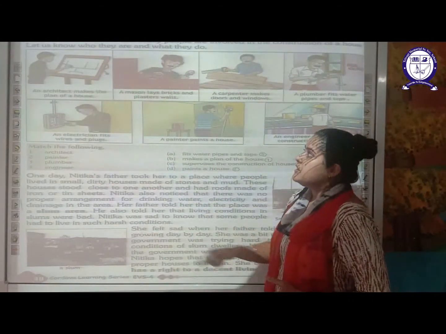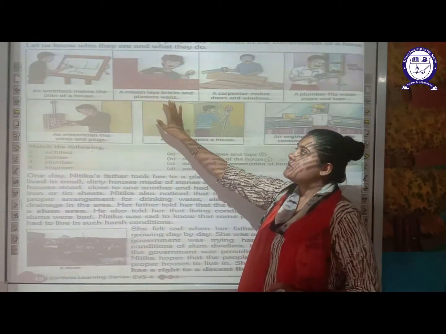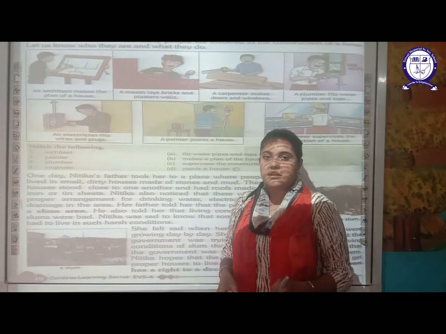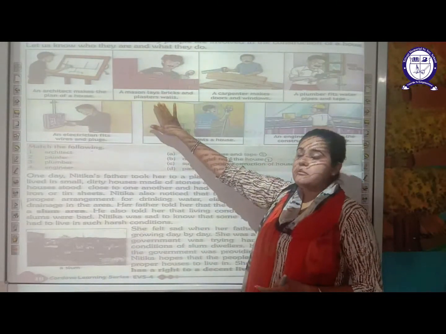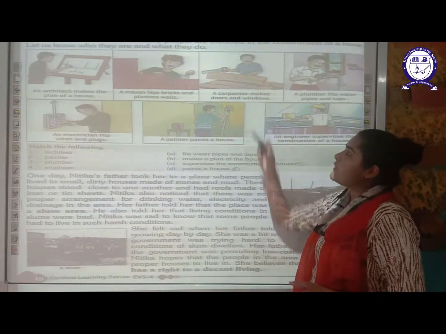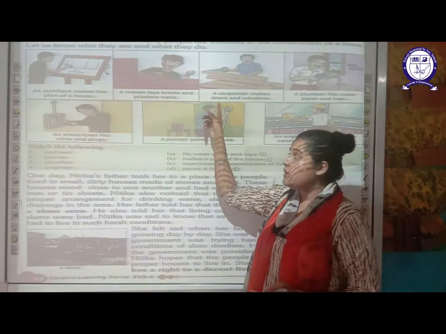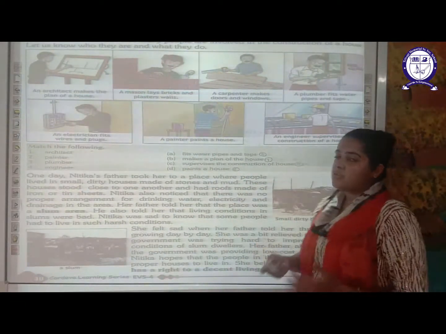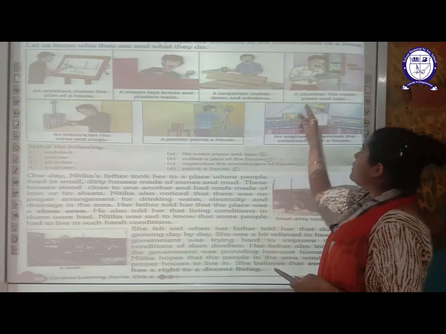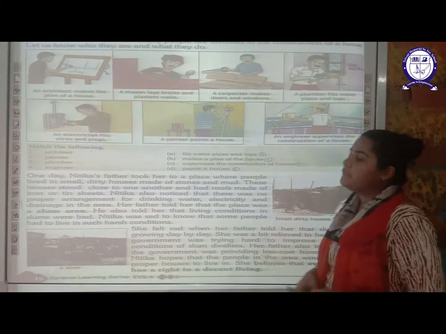The next person here is a mason. A mason lays the bricks and plasters the walls. He is the one who lays the bricks and plasters those walls with a cement and water mixture. Next is a carpenter. A carpenter is a person who makes the doors and the windows. The next is the plumber. The plumber is the one who fits the pipeline. Water supply is also required, so in that case the plumber fits the water pipes and different taps.